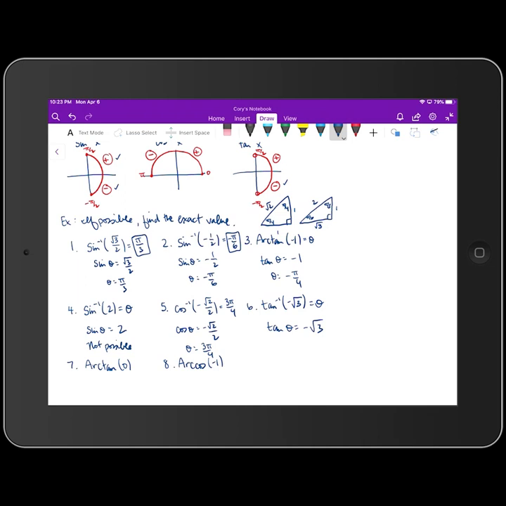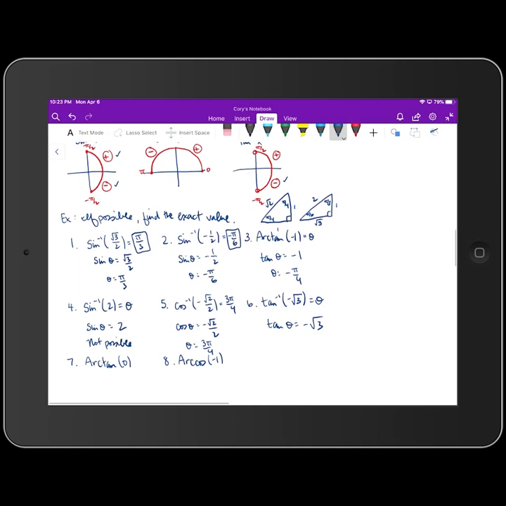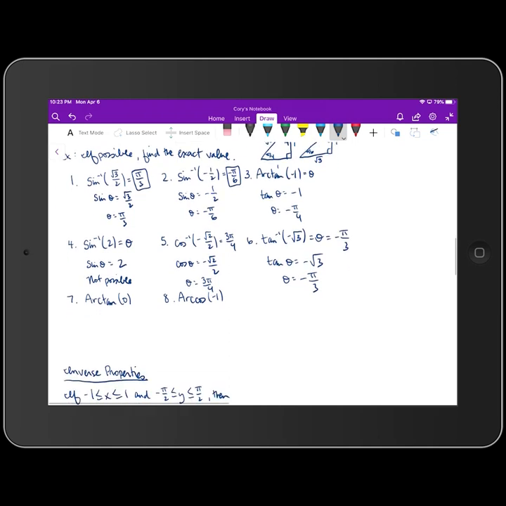Well, if we look at the angle pi over 3, tangent is opposite over adjacent, so that's going to be rad 3. So that tells me that my reference angle is pi over 3. The fact that that ratio is negative tells me that the angle has to lie in quadrant 4. And the angle with reference angle pi over 3 in quadrant 4 is going to be negative pi over 3.